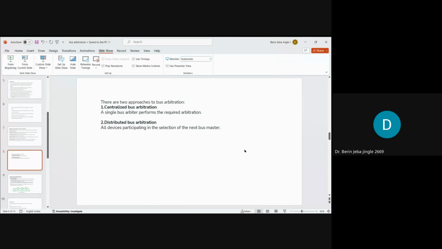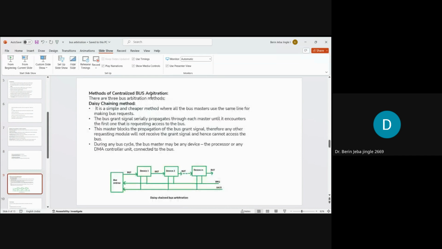So there are two approaches in bus arbitration: centralized bus arbitration and distributed bus arbitration. First, we are going to study centralized bus arbitration. For centralized bus arbitration, it uses three methods. One is the daisy chain method.